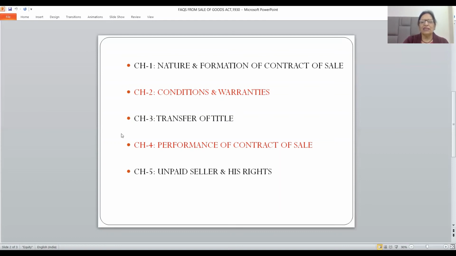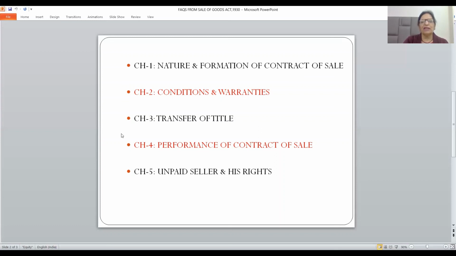Last chapter is Unpaid Seller and His Rights. Very important chapter. Now 2-3 questions are asked from this chapter. They have been asked in the DU examinations and other examinations. Who is an unpaid seller? Explain his rights against the goods.